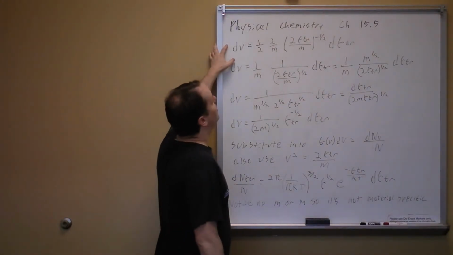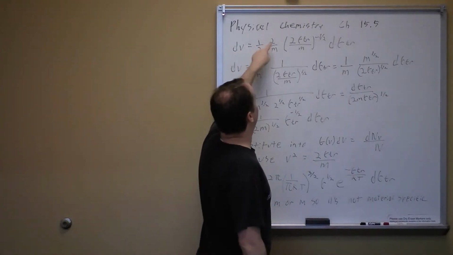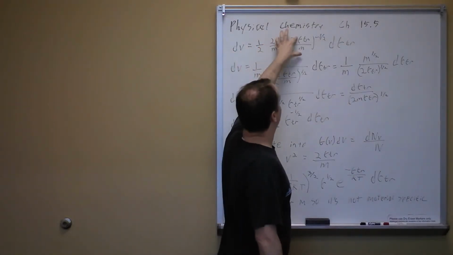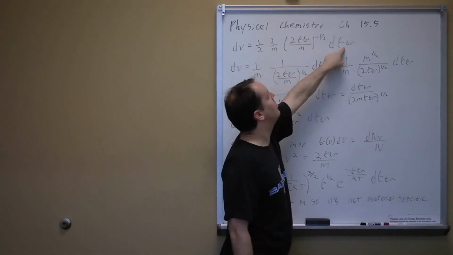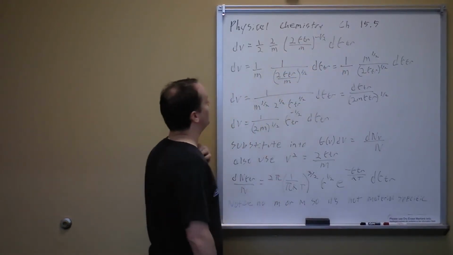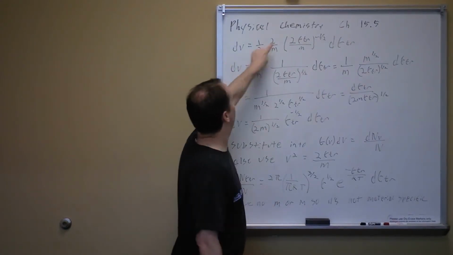Okay, so the differential of what we had on the previous page is: the differential of speed is equal to 1/2 times 2 over m times 2 times energy of translation over m to the minus 1/2 power times the differential of energy of translation. Now I'm going to show a whole bunch of steps of rearranging this. It's just algebra. So these 2's are going to cancel out.